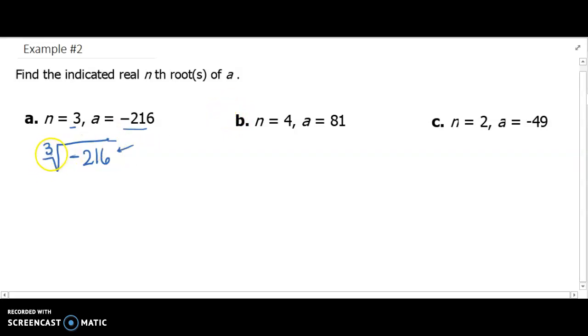But with an odd index, it's okay for this to be negative, because think of negative 2 times negative 2 times negative 2. Negative times negative is positive, and then positive times negative is also negative. So this is okay. And guys, I don't expect you to know this off the top of your head, but 6 to the third power is 216. Therefore, negative 6 to the third power is negative 216, and so the answer to this would be negative 6.